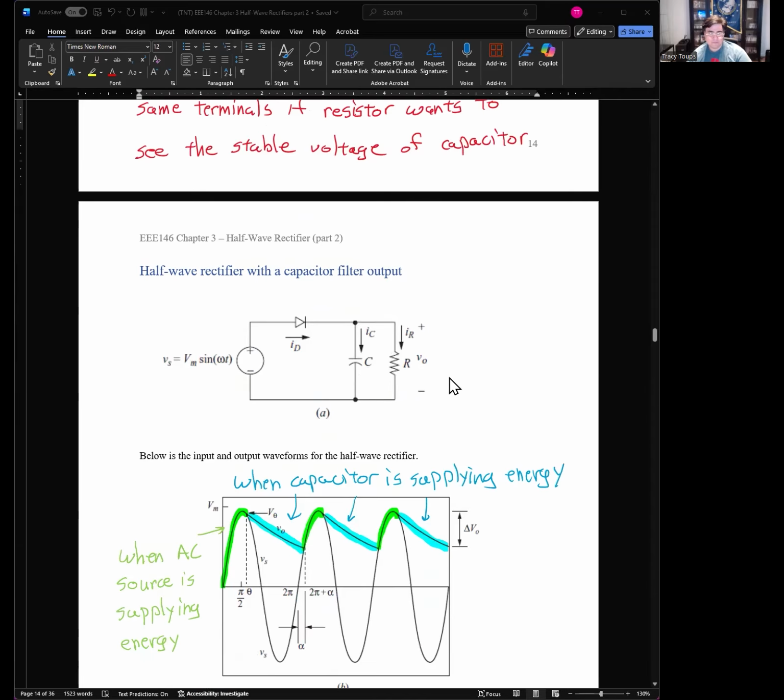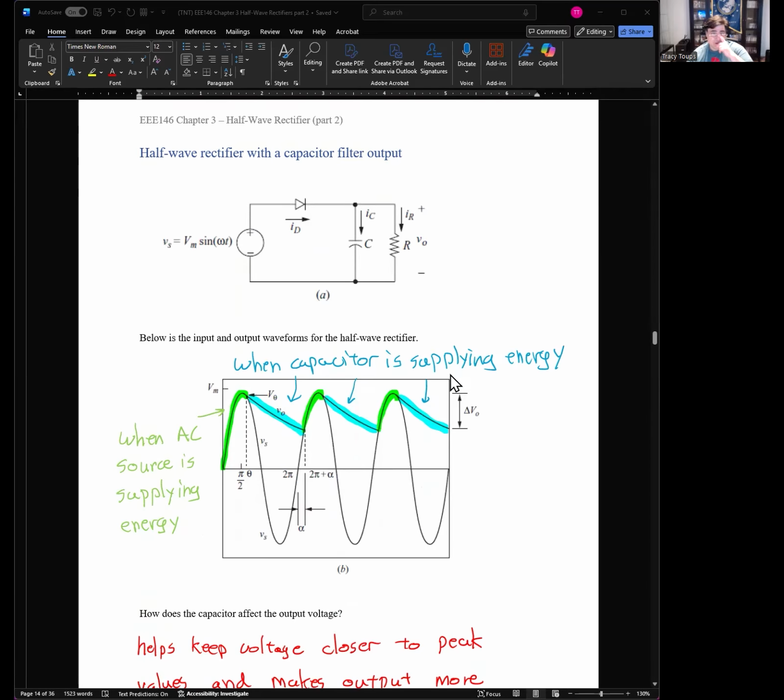Okay. So let's try to quantify what's going on. Here's a circuit with a capacitive filter. Below here is a graph where we can see the input and output voltage waveforms for the half-wave rectifier. Notice the black line. This is our AC waveform. For 180 degrees, we're positive. Another 180 degrees, we're negative. Then positive, negative. This is just the AC input. Now we know with a standard half-wave rectifier, everything negative gets chopped off.